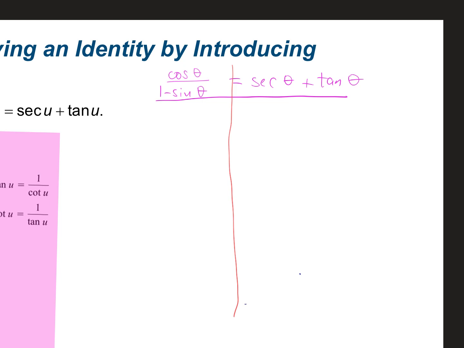But just thinking ahead, what is secant the same as? 1 over cosine. Okay, and what's tangent the same as? Sine over cosine. Okay, just kind of think. Look at what you have and kind of think.